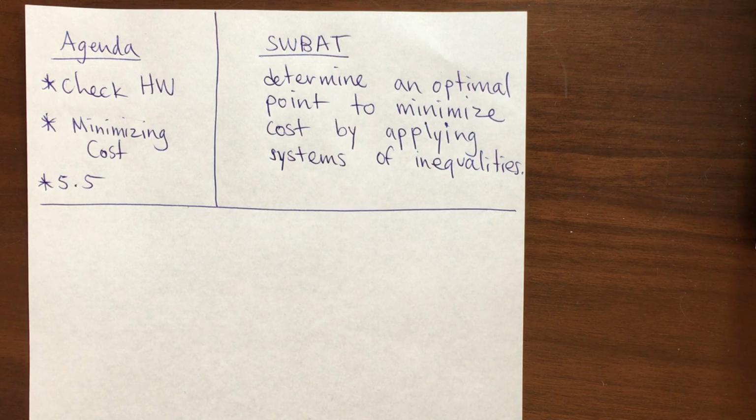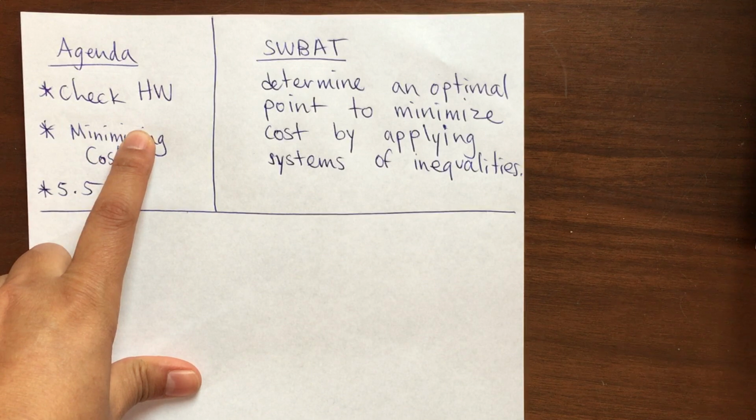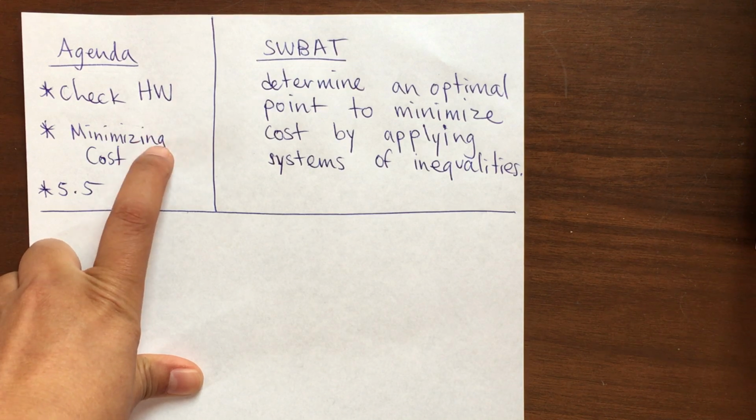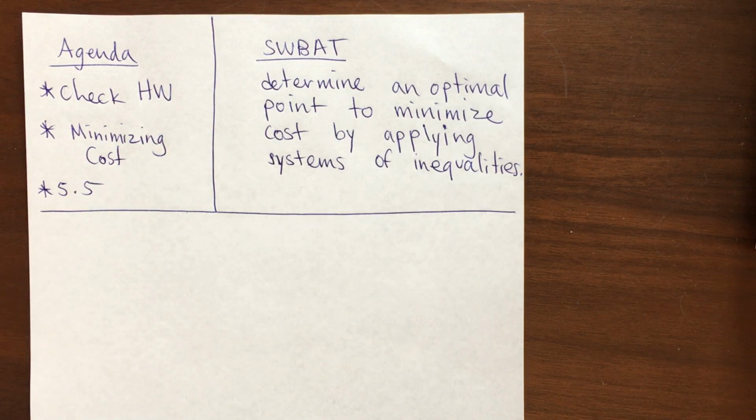So this is going to be similar to the previous lesson, but instead of maximizing profit, so antes era, la lección anterior es maximizar ganancias, ahora es minimizar costo.